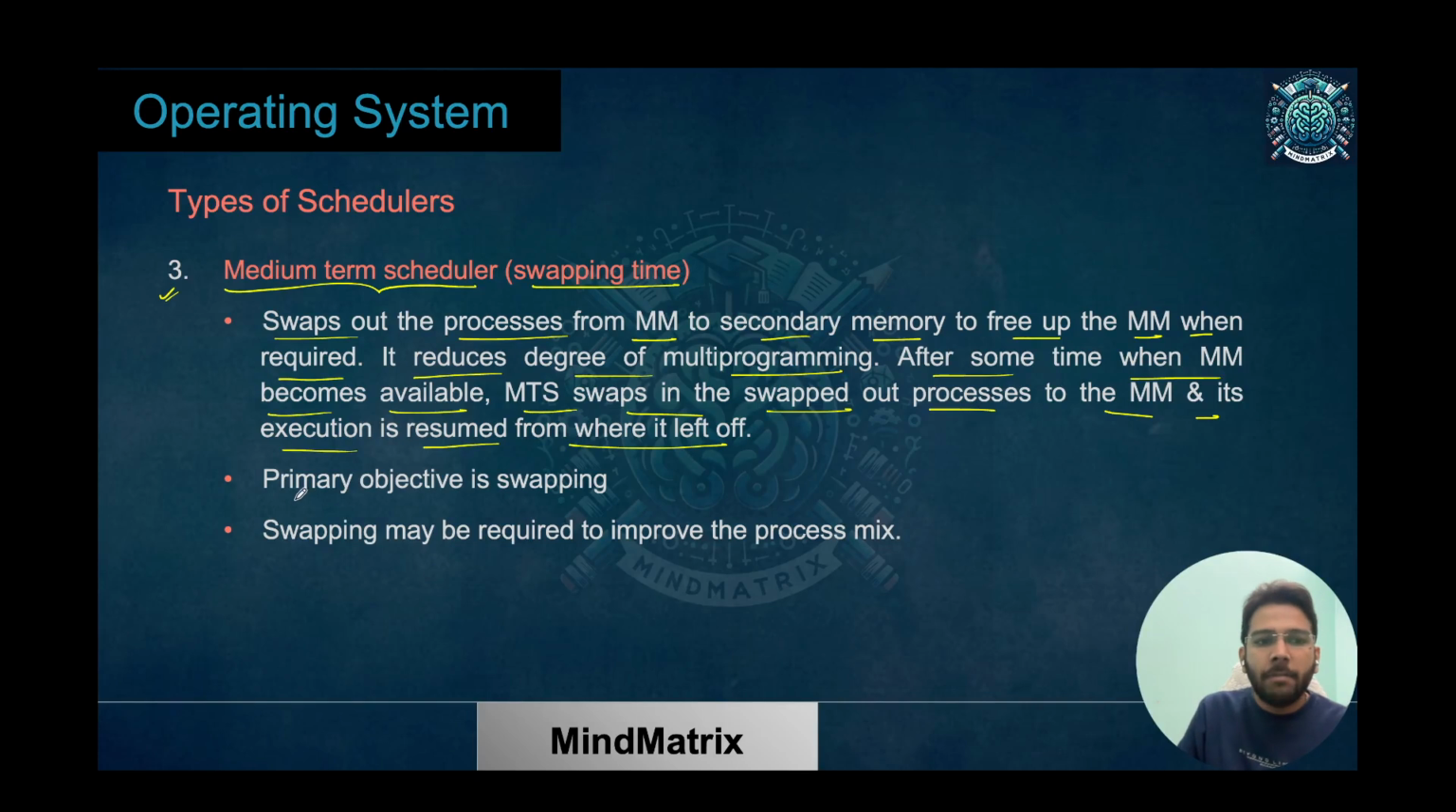Clear? The primary objective is swapping. That means shifting the process from main memory to secondary memory and back to it. Swapping may be required to improve the process mix. Sometimes we may use swapping to have a good mix of input output bound processes and CPU bound processes. So this is the functionality of the medium term scheduler.